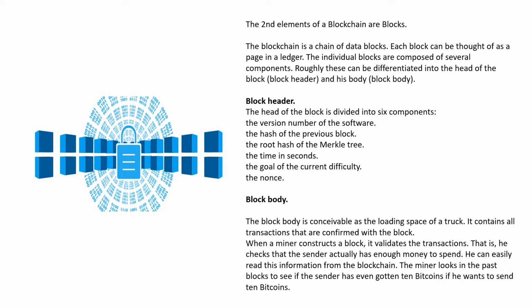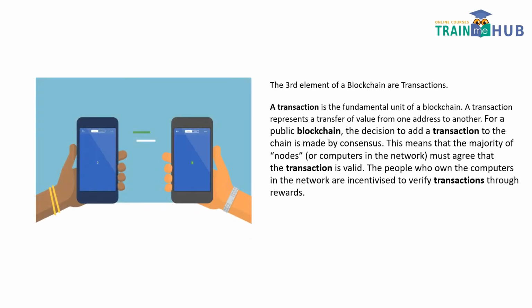It contains all transactions that are confirmed with the block. When a miner constructs a block, it validates the transactions. That is, he checks that the sender actually has enough money to spend. He can easily read this information from the blockchain. The miner looks in the past blocks to see if the sender has even gotten 10 bitcoins if he wants to send 10 bitcoins.